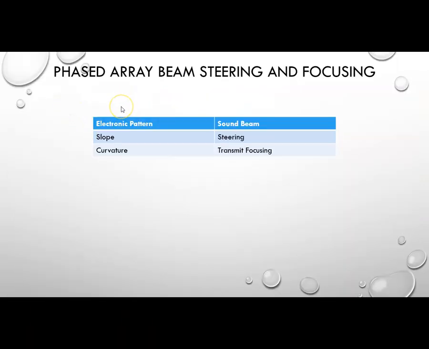So phased array beam steering comes down to two things, actually three things, but two things, and that is a slope. The electronic pattern will have a slope to it. That indicates that it's steering the sound beam. Or it will have a curve to it, which will indicate that it's focusing, or it'll have a combination of the two, indicating that it'll be steering and focusing.